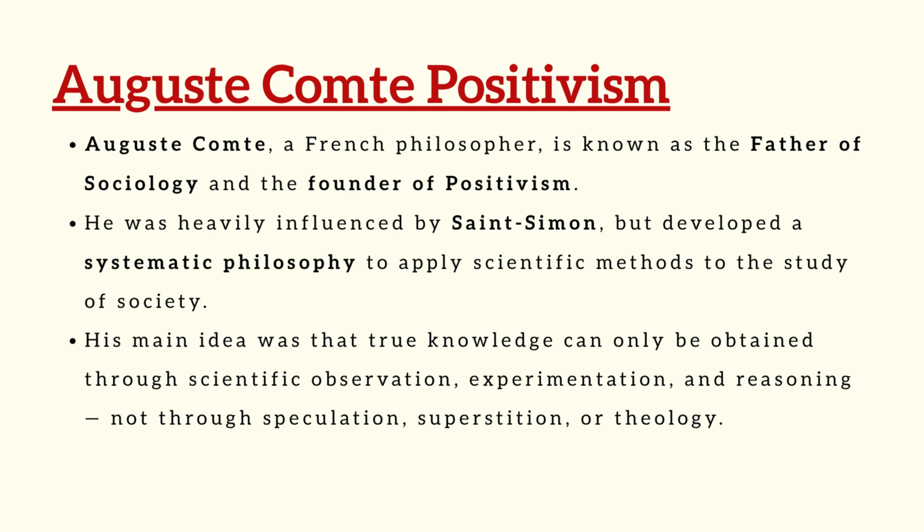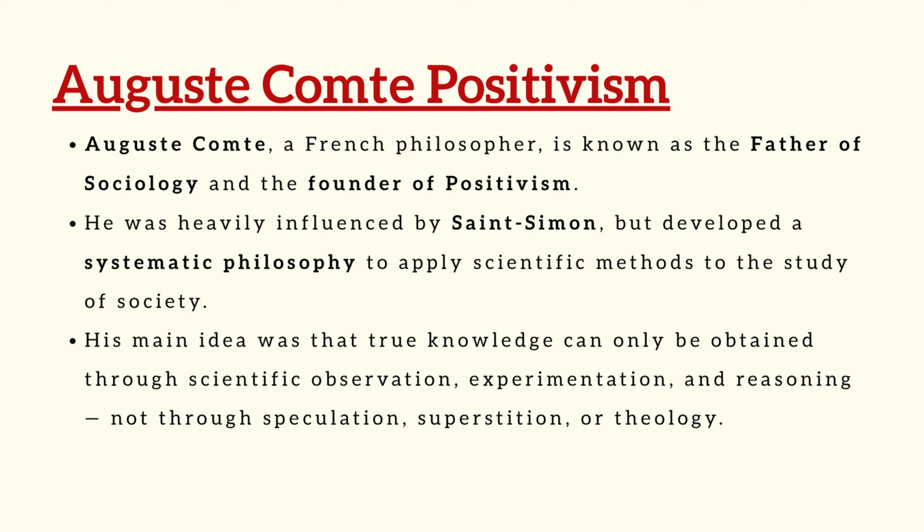Now let's talk about Auguste Comte, who is often called the father of sociology and also known as the founder of positivism. To understand his ideas, we need to remember the time in which he lived, the 19th century, a period when Europe had gone through major transformations like the scientific revolution, the Enlightenment, and the French Revolution. Comte was greatly influenced by his teacher and mentor Saint-Simon. Comte took the ideas of Saint-Simon further and developed them into a systematic philosophy, something that could be applied step by step to study society in a scientific manner.